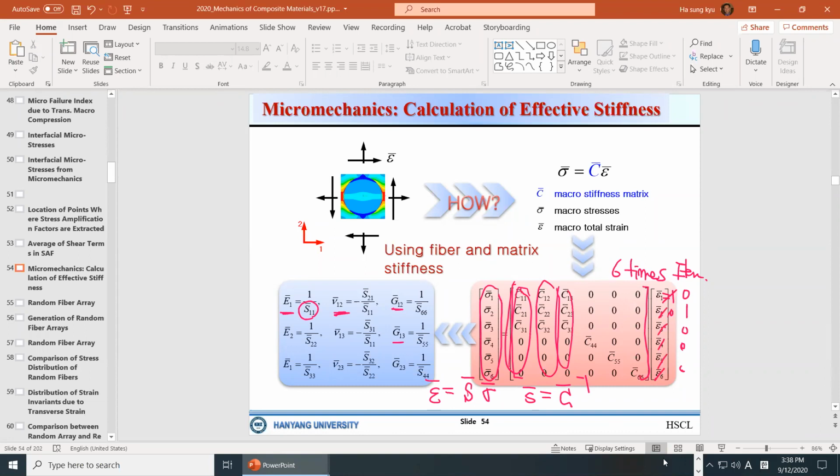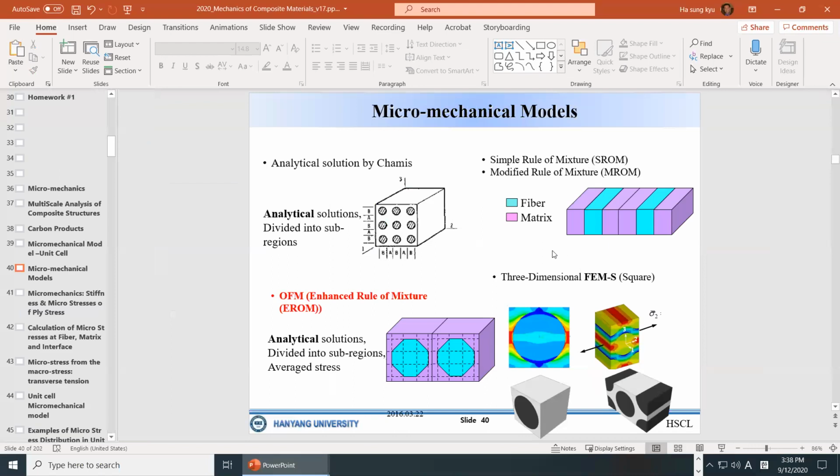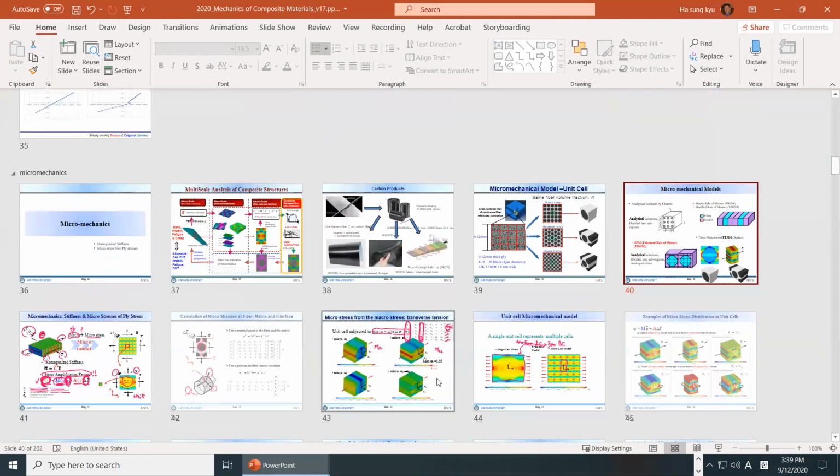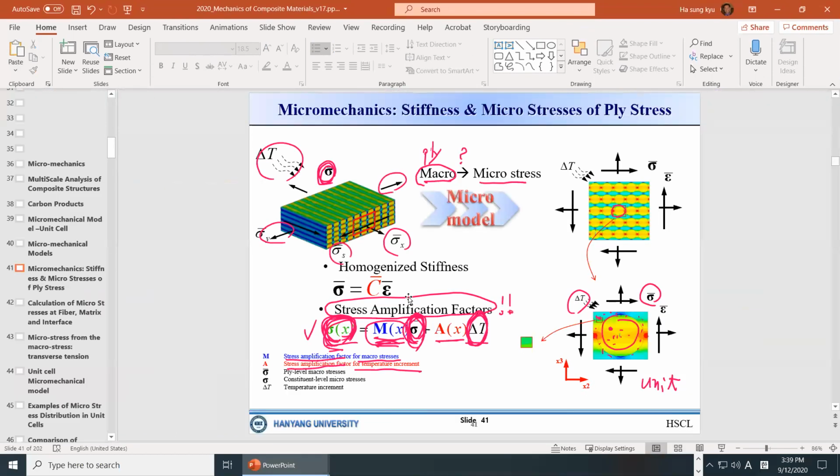So micromechanics has two different roles. One is the calculation of the stress amplification factors, and second, we have the equivalent stiffness. That's what I meant by the homogenized stiffness.